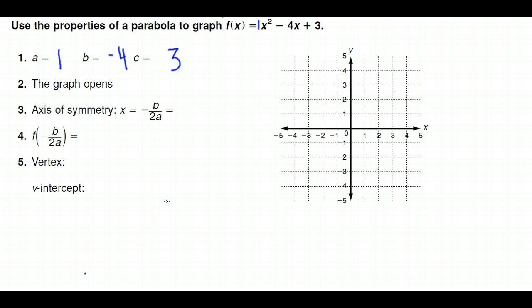So there's my a, b, and c. Is a positive or negative? Well, a is positive 1, so that means the graph opens upward.